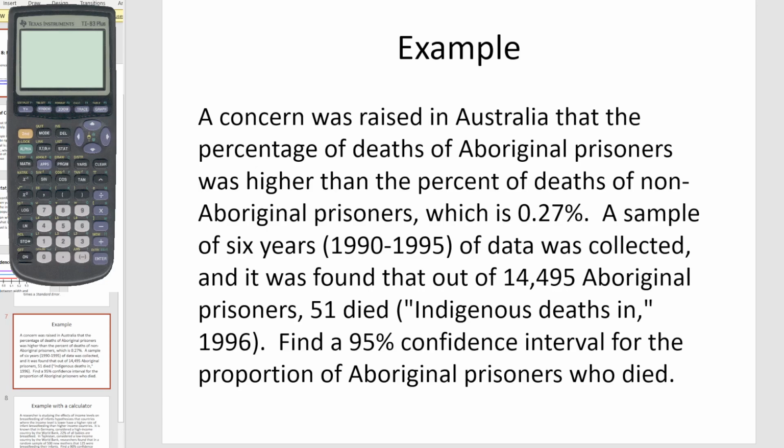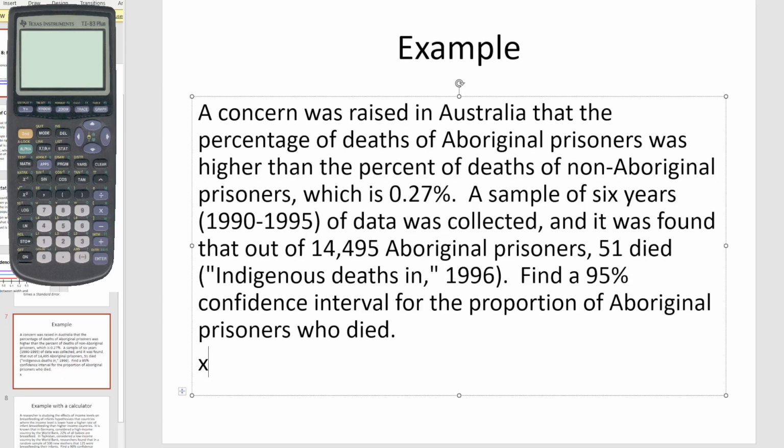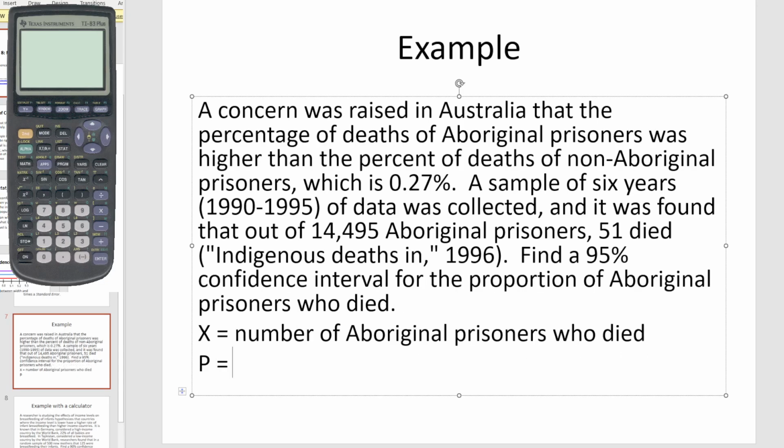So we want to go through all of the steps where we state our random variable and our parameter in words. For instance, X is the number of Aboriginal prisoners who died. P, lowercase p, is the proportion of Aboriginal prisoners who died.